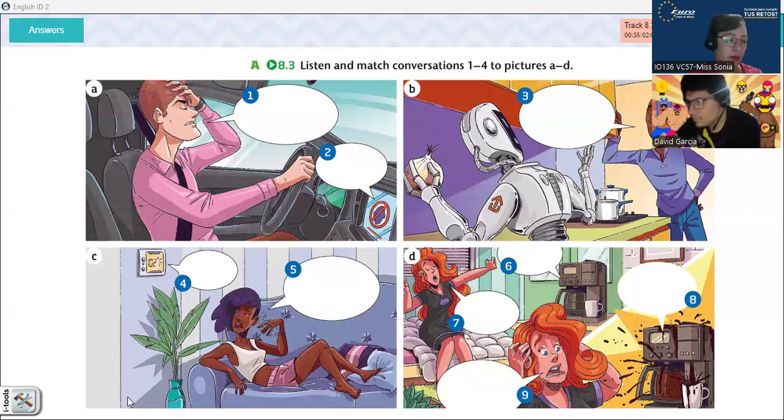Two. Jack, wash the dishes. I'm sorry, I can't. You forgot to charge me this morning. I'm running on economy mode, so I can save enough battery power to make the beds. No problem. Let me plug you in. Thank you. Oh, that feels nice.